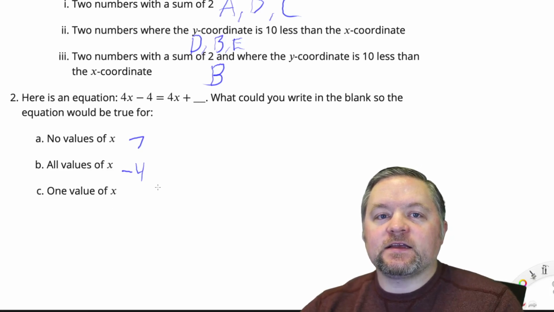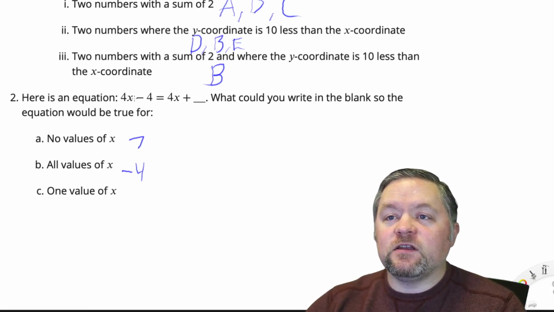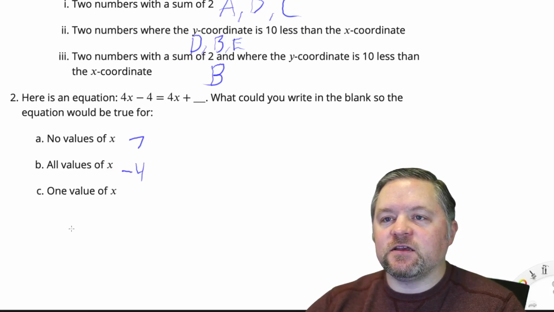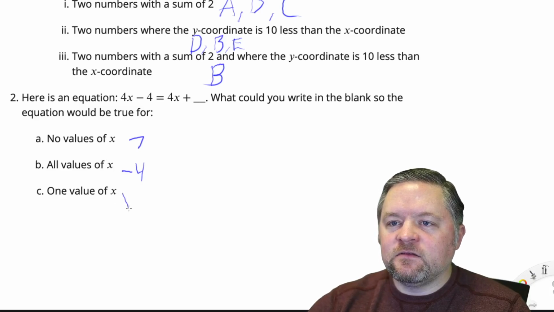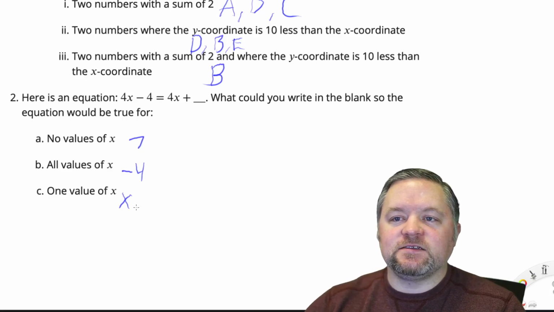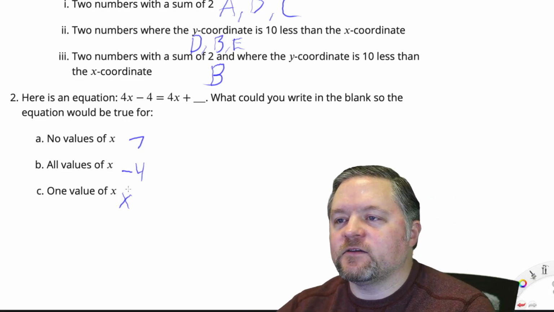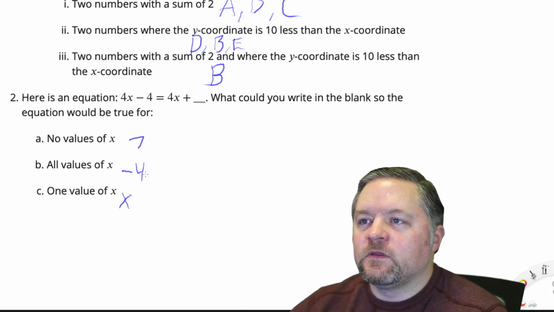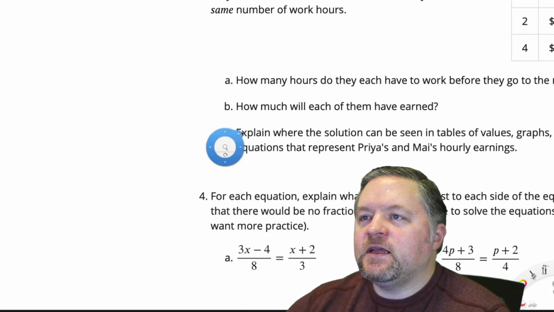One value of x. For it to be true for only one value of x, we have to have a different number of x's on each side of the equation. Which means, what do we want to be adding here? X. Could be 2x's, could be 3x's. You have to have an x for it to be true for only one value. Okay, what problem is next?